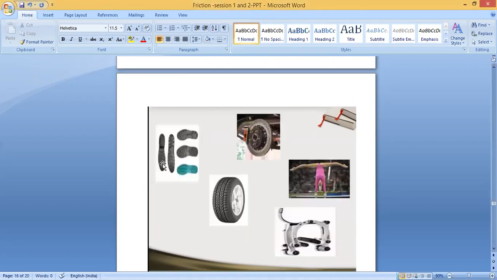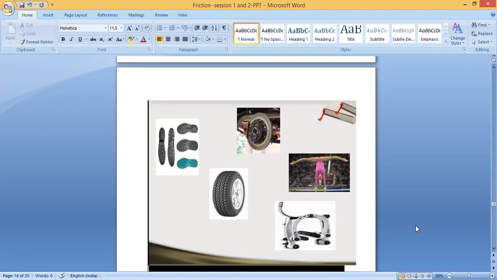Look here, you can see that. This is also the shoes. You can see the grooves here. Even this wheel, look at this, it gives more friction. Even the gymnast, just now we said he is applying some substance on the hands to increase the friction. And also this brake, we said it's rough in nature. Because of this roughness, it gives more friction. We can stop the vehicle.